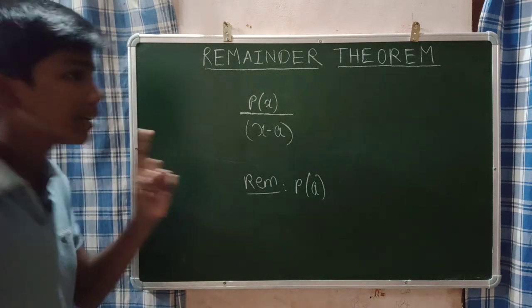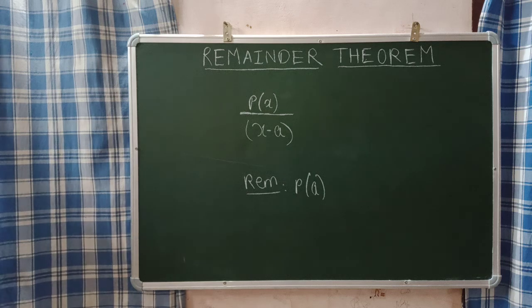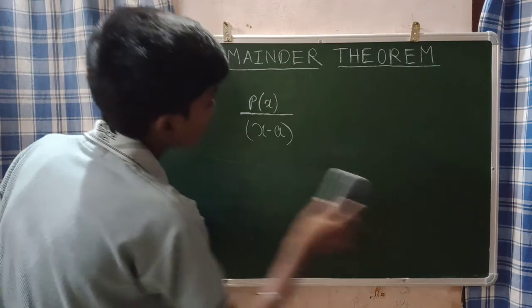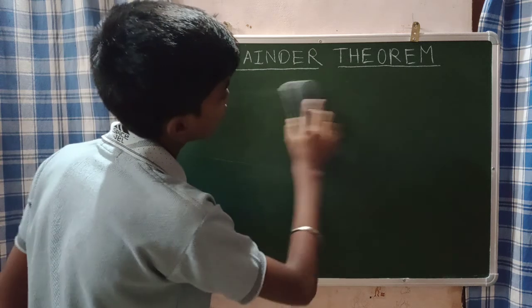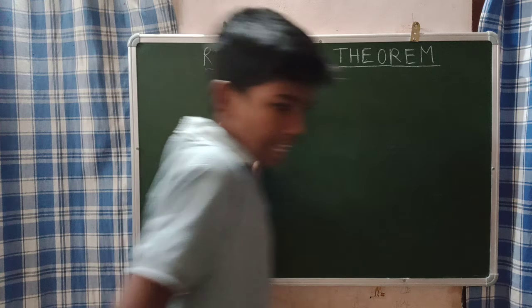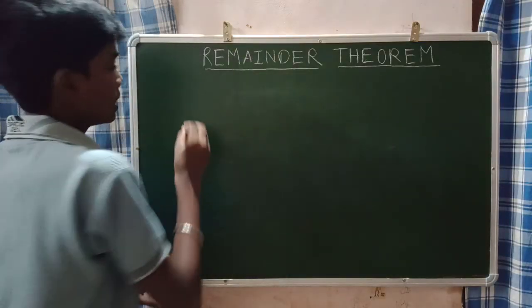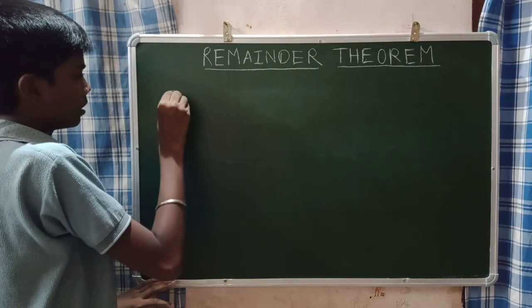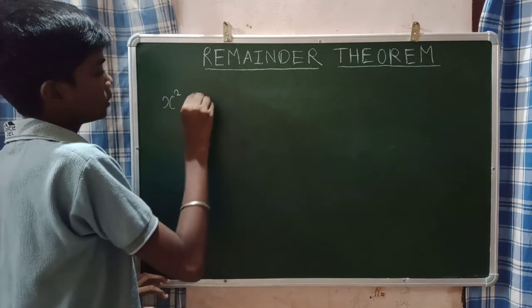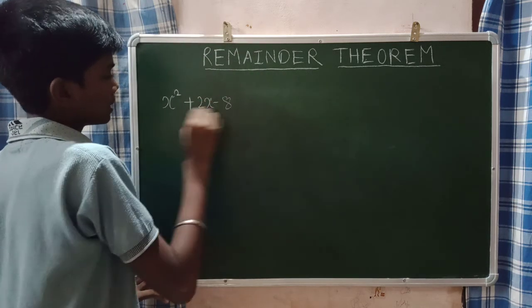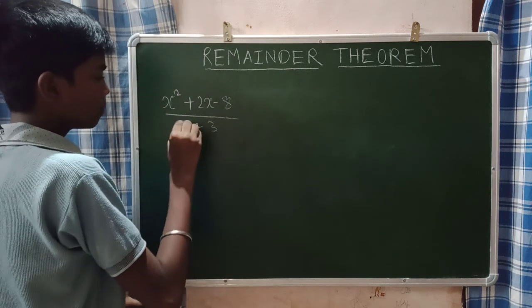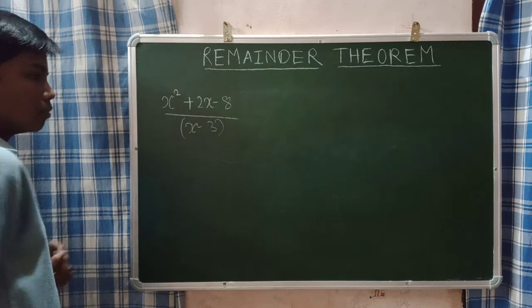Now let us solve one question so that it will be easier for you guys. Let me take an example: x square plus 2x minus 8 divided by x minus 3. This is the example I am using now.